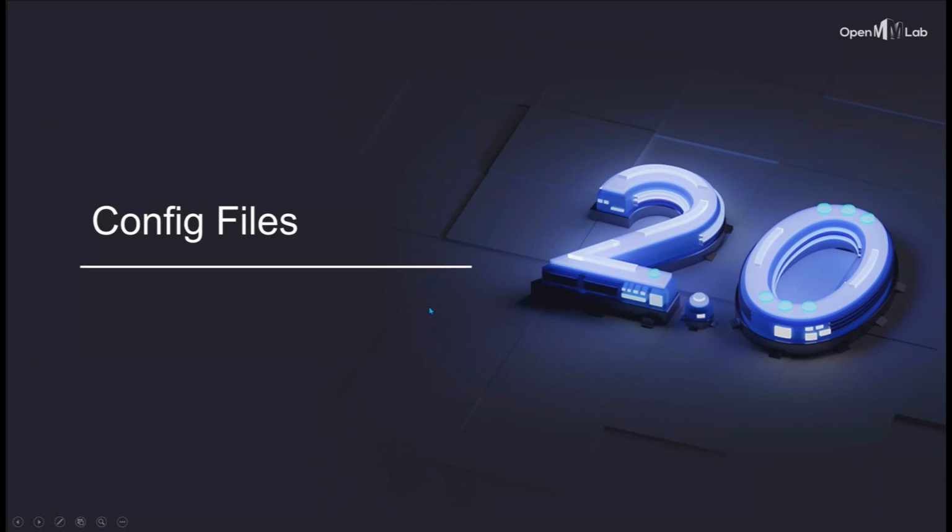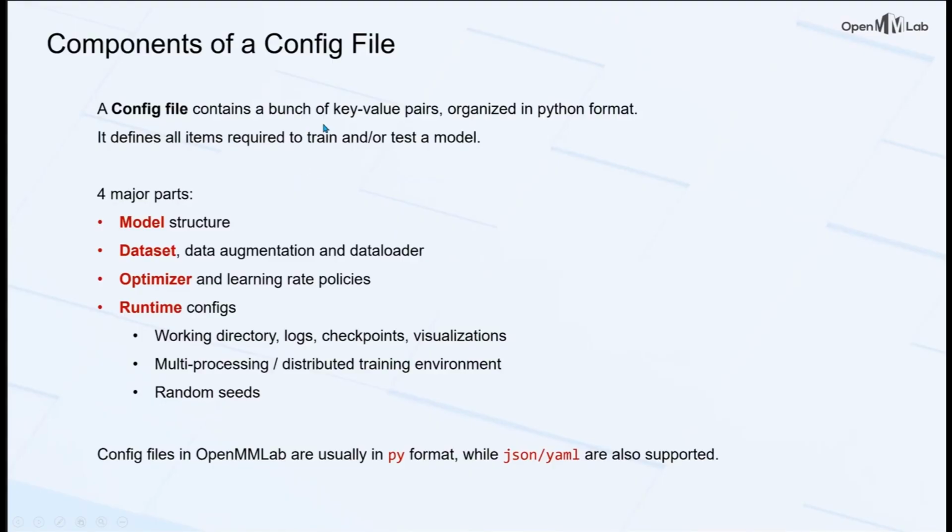As we have seen in the previous two sections, the config file plays a very important role. In this section, we will reveal more details on config files. We have used config files in both inference and training tasks. A config file is essentially a bunch of key value pairs organized in a Python format, which defines everything required to train or test a model. Generally, they can be divided into four major parts: the model part, the dataset part, the optimizer part, and the runtime part. Let's go through these four parts one by one.